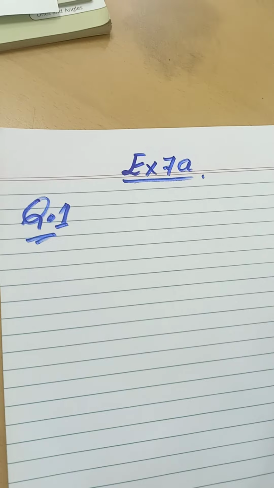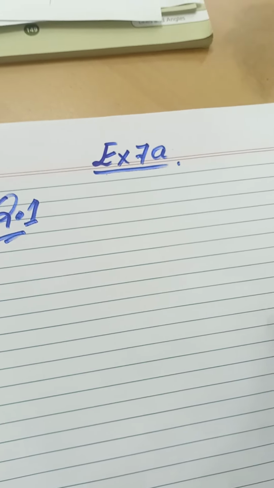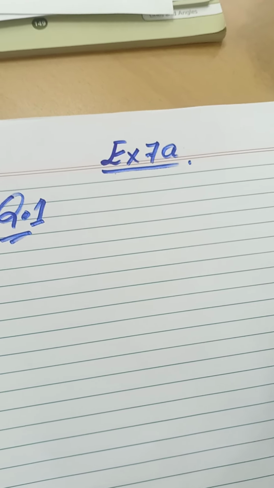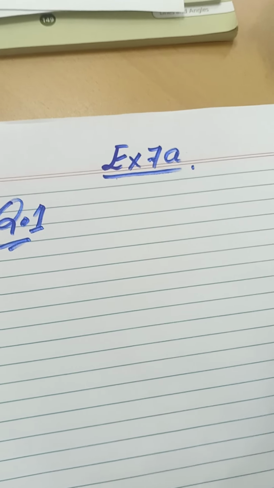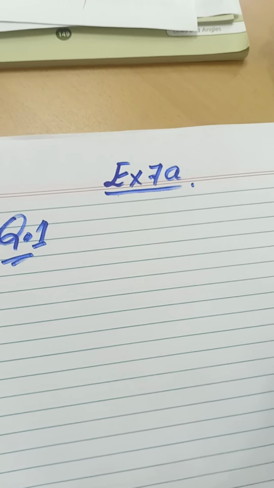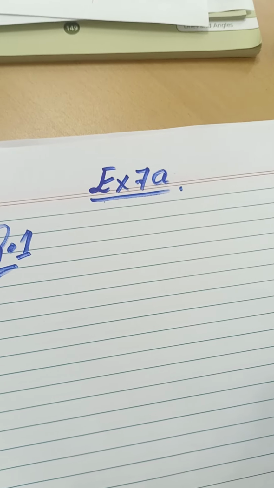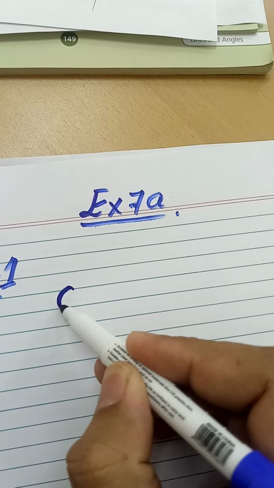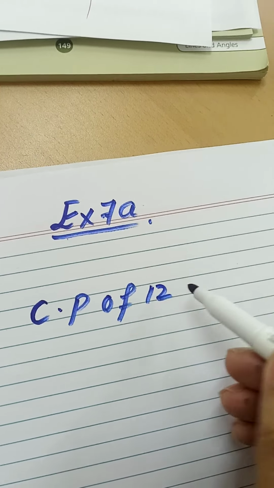Now exercise 7a, the first question I am going to solve. A man purchased a dozen pens for 25 each. You know dozen means 12 pens, so you can write dozen or 12, both are the same. I am going to write 12 pens in place of dozen. So a man purchased a dozen pens at rupees 25 each. You have to write this because he purchased. So this is the cost price of 12 pens.